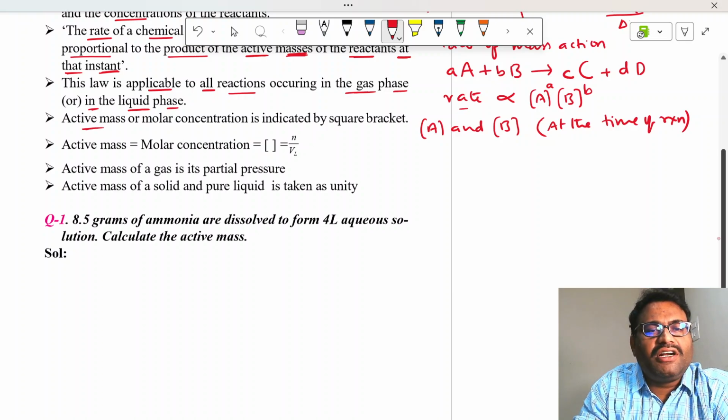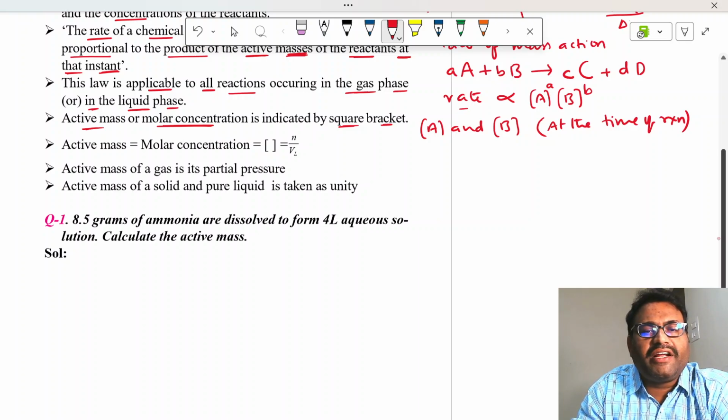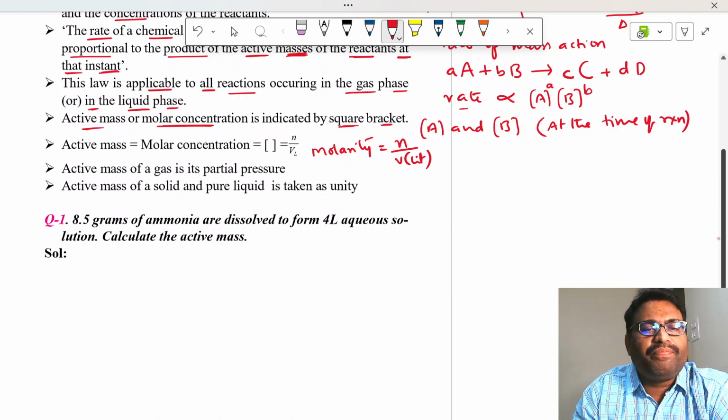Active mass is also called what? Molar concentration, indicated by square brackets. Active mass is nothing but molar concentration, in square brackets, and concentration is given by number of moles per volume expressed in liters, which is nothing but molarity. Molarity is number of moles by volume expressed in liters. This is the mathematical representation of molarity.